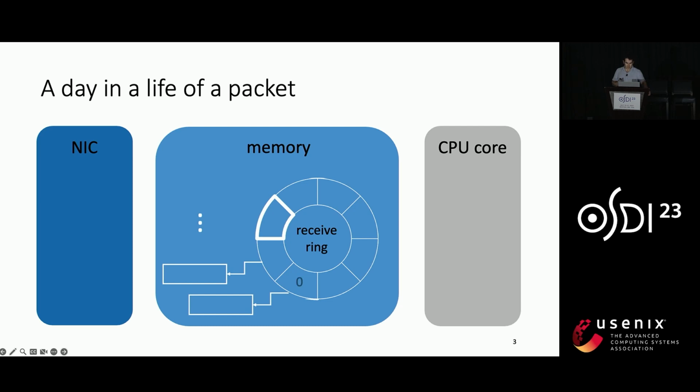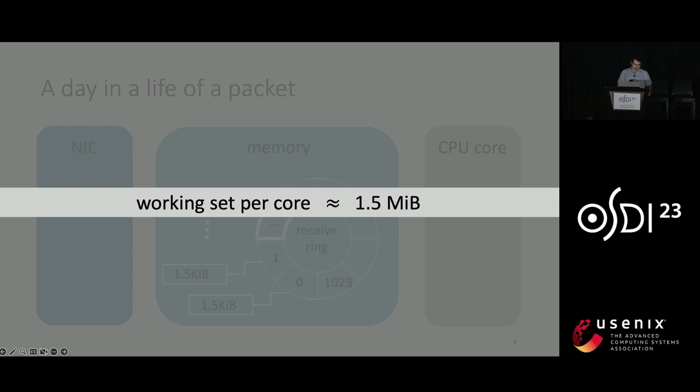By default, receive links have 1,024 entries. Each entry has a buffer large enough to hold the maximum transmittable unit on the network, which is about 1.5 kilobytes. So a network-intensive application would use a working set of about 1.5 megabytes.